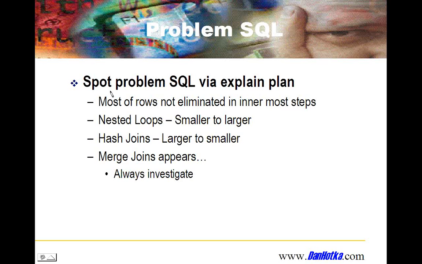The first one that I like to point out, and one of the things that I harp on throughout the class, is you eliminate most of the rows first. You want to find the driving table. You've got multiple tables on the join clause, or if it's a single table access, you still want to eliminate most of the rows on the innermost step of the explain plan. So you want to eliminate most of the rows first. If you don't do that, there's a faster option.